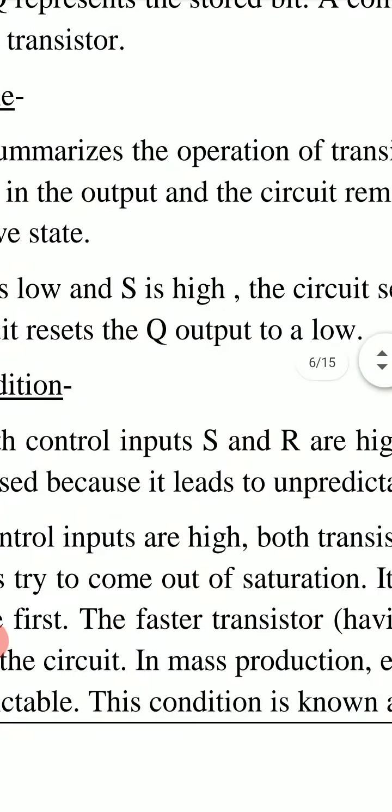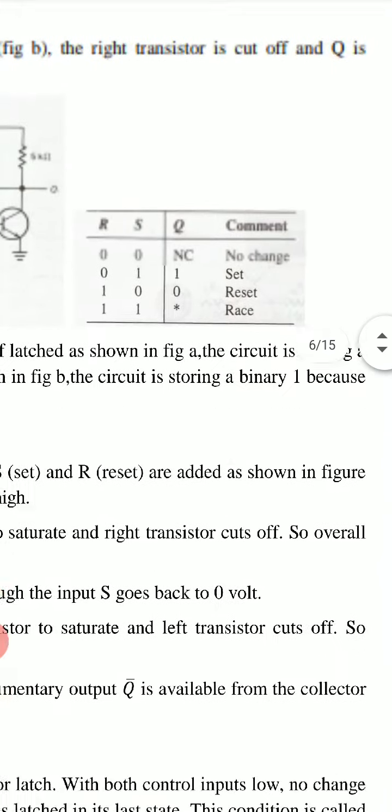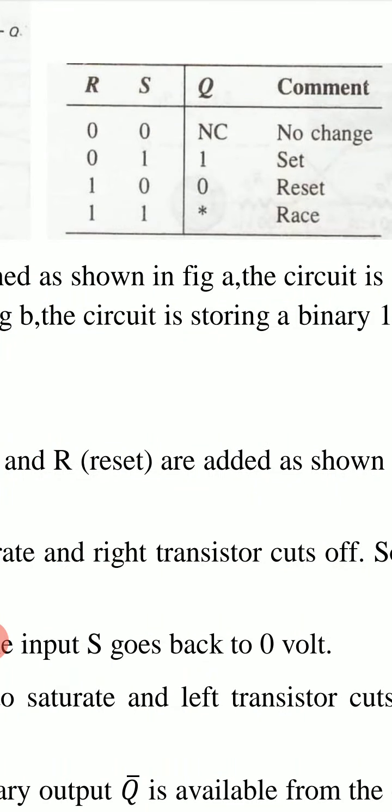This is the truth table. When R is 0 and S is 0, for output Q we write NC, meaning no change. These are two control inputs, R for reset and S for set, and Q is the output at the collector of the right transistor. If R is 0 and S is 0, we have no change at the output of the right transistor. No change means if it is 0 initially, then it will be 0. If initially it is 1, then it will be 1.